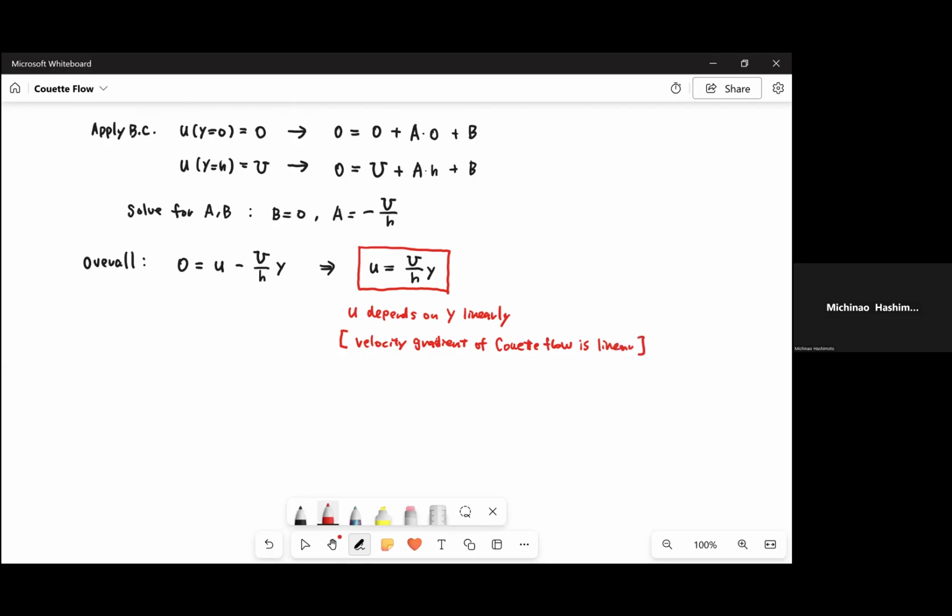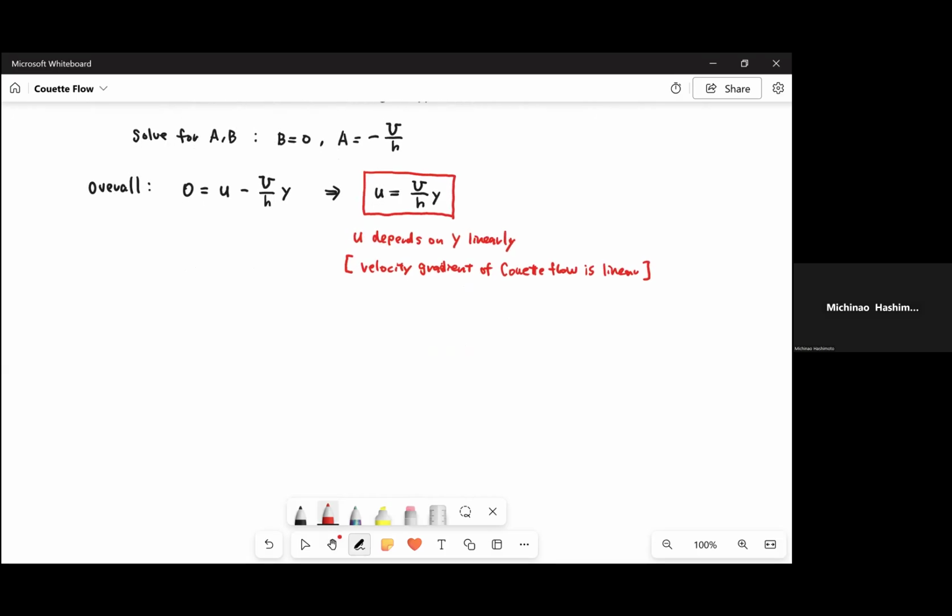So in week one, I mentioned that the velocity gradient of the Couette flow, let's just assume this is linear. But today, by solving the Navier-Stokes equation, we successfully found out the velocity gradient is in fact linear. So this is great. Okay, so that's the first part, solving for the velocity. The second part is, let's solve for the pressure.